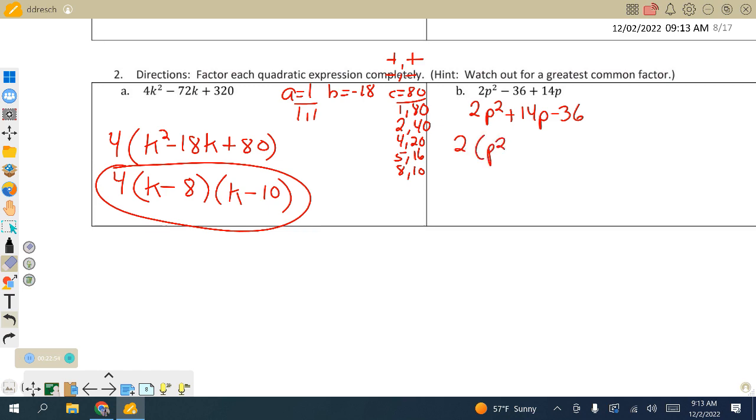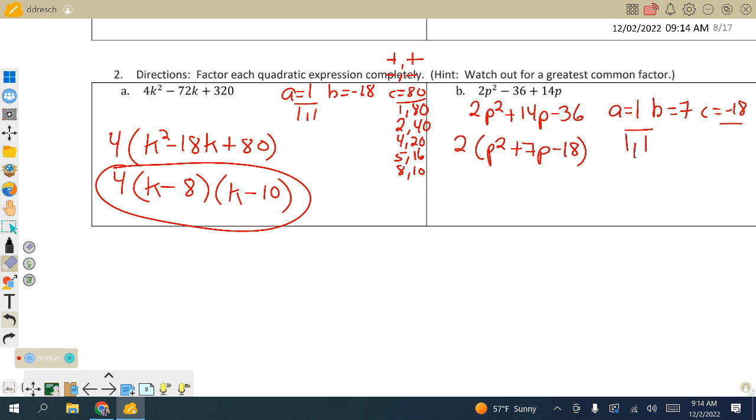If I take out a 2, what do I got? P squared plus 7p minus 18. Again, by bringing out that GCF, it usually gives you even better numbers to work with. They weren't bad to start off with, but they're now even a little bit better than what we had. Okay, so what do we have? A is 1, B is what? 7, and C is negative 18.